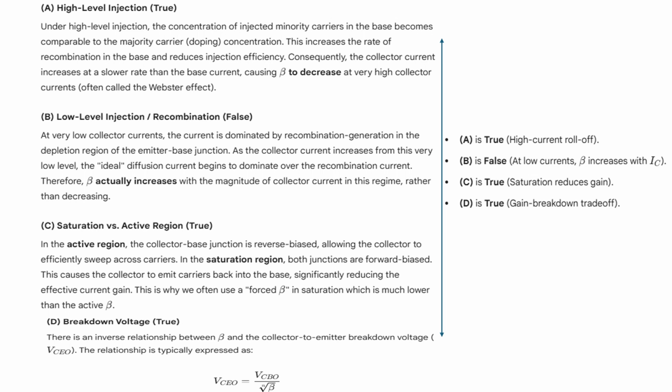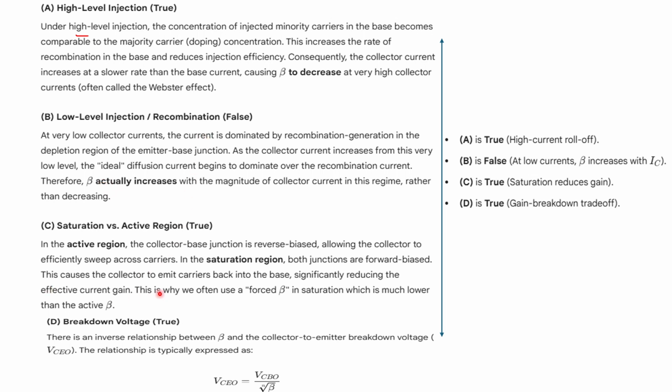So here is the detailed explanation. Under high level injection, the concentration of injected minority carriers in the base becomes comparable to the majority carrier concentration. This increases the rate of recombination in the base and reduces injection efficiency, right? And that leads to beta decreasing if the collector current is increasing. And just opposite to that, beta will actually increase while the collector current is decreasing. So the second one is false.